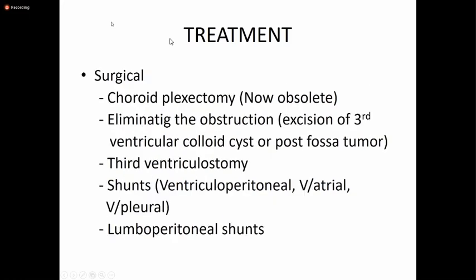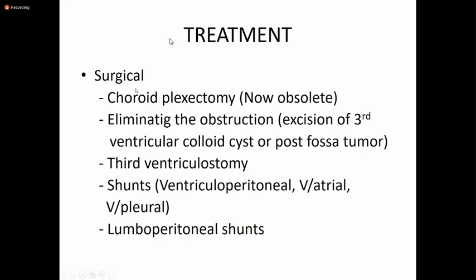What are the permanent solutions? In the olden times, people used to do choroid plexectomy, because in those times the concept was that the CSF is produced only by means of choroid plexus, whereas now we know that CSF is also produced through the ependymal lining as well. So if you do the choroid plexectomy, the hydrocephalus will not resolve completely, and it is also a dangerous procedure as well. So these days, choroid plexectomy is obsolete.